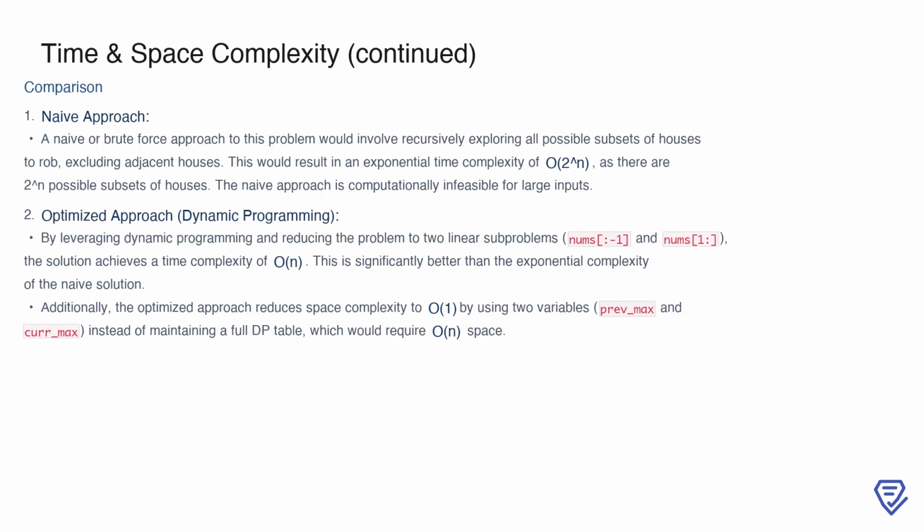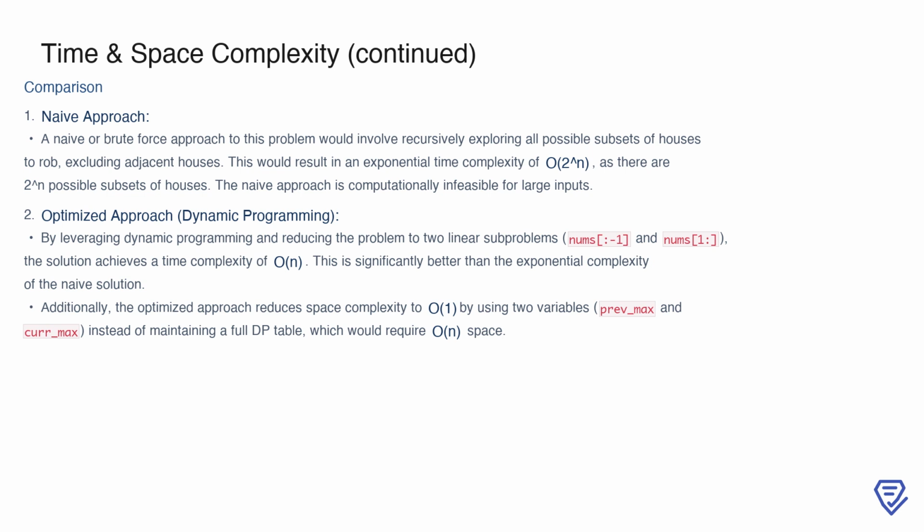To put this solution into perspective, let's compare it with a naive approach. A brute force solution would involve recursively exploring all possible subsets of houses to rob, ensuring no adjacent houses are selected. This would lead to an exponential time complexity of 2 to the power of n, as there would be 2 to the power of n possible subsets. Clearly, this approach becomes computationally infeasible for even moderately large inputs.